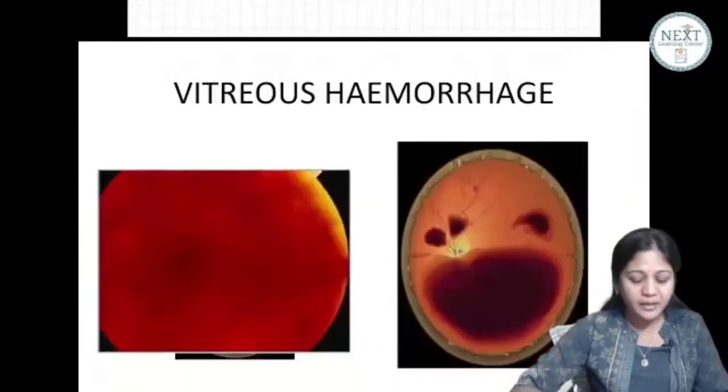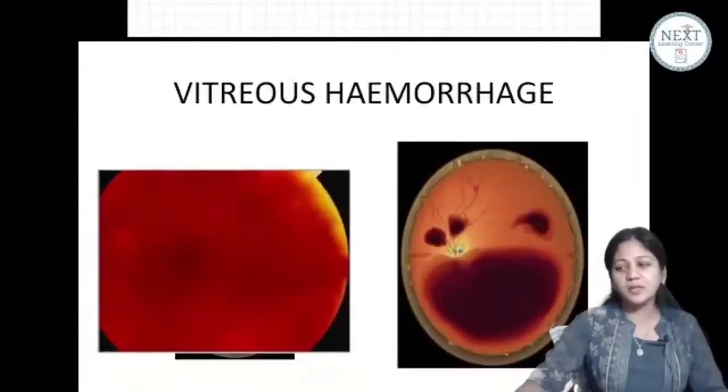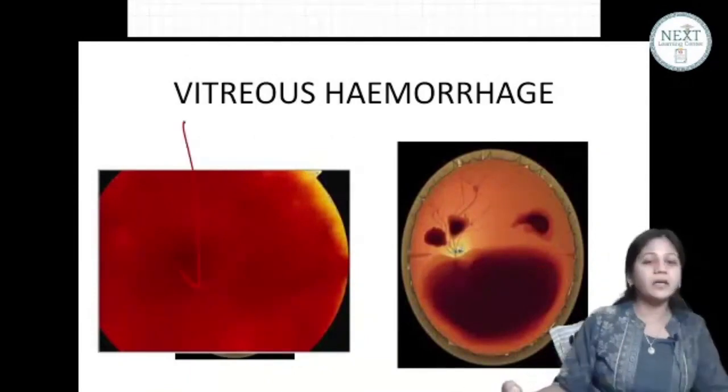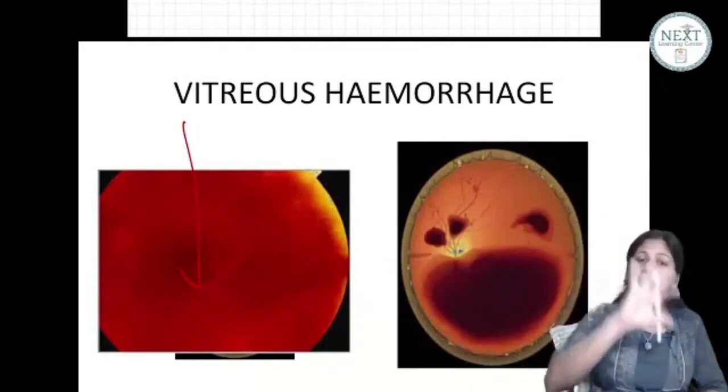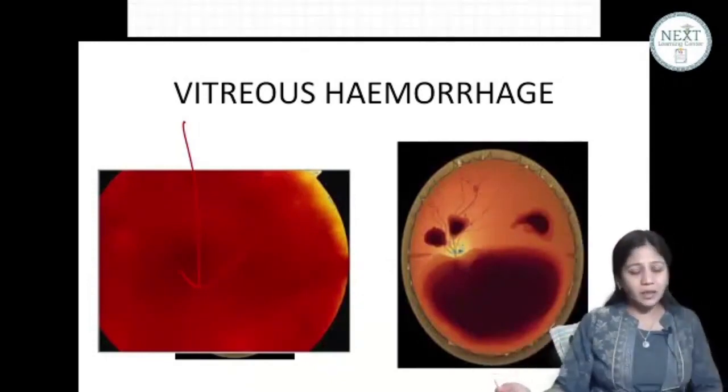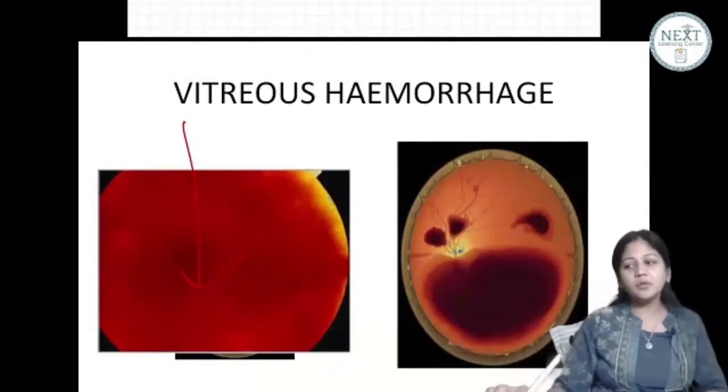So on the left side, there is a patient who has a frank vitreous hemorrhage. There is no view of the retina. There's a lot of blood collected here. Can you see any part of the retina? No vessels are seen because there's a total vitreous hemorrhage. So if such a patient comes to you, what will you do?